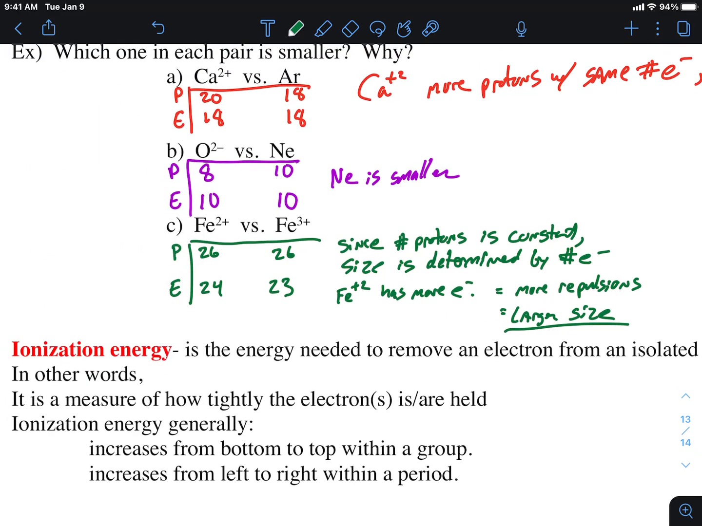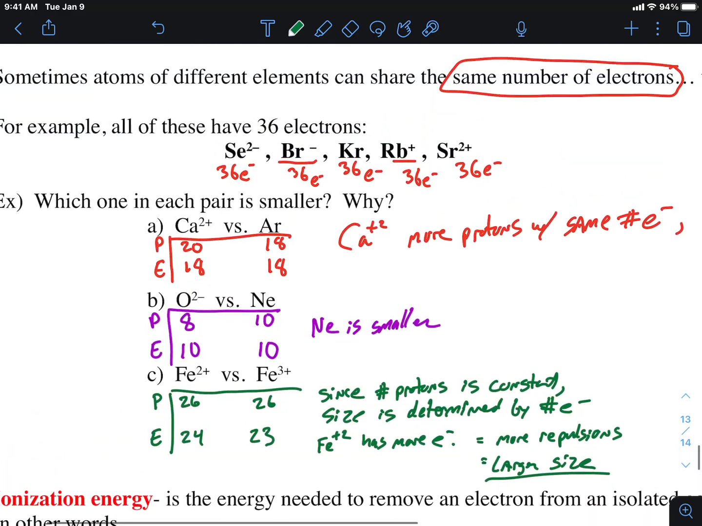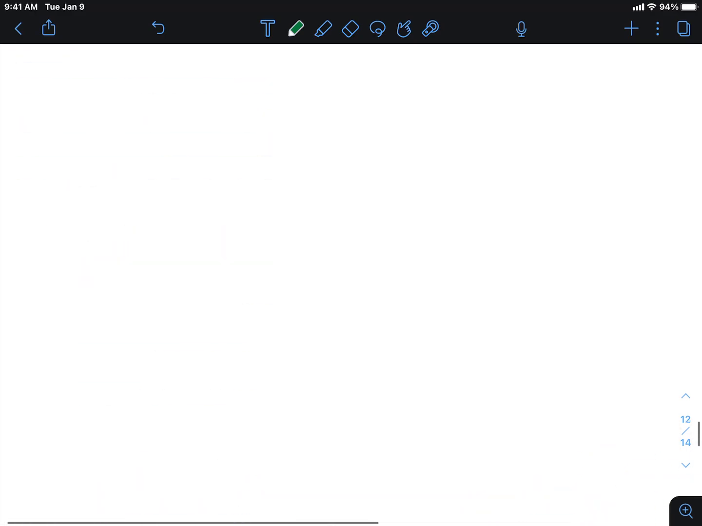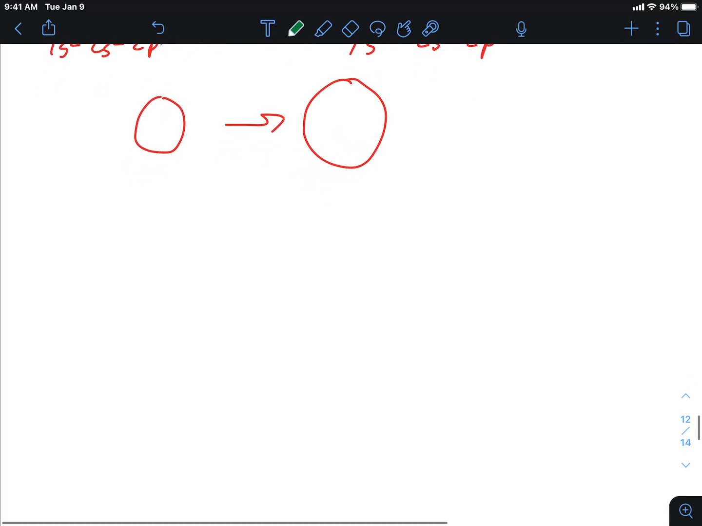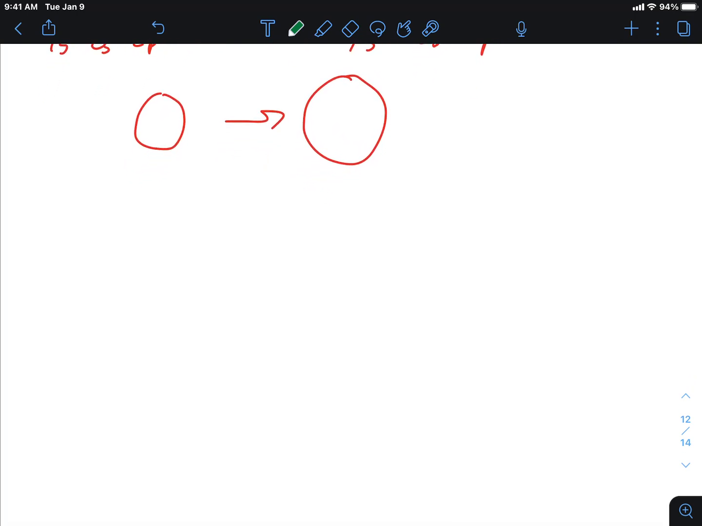How are we doing? I'm going to throw a couple at you and see how you handle them, okay? So I'm going to go back up to where I added the page where there's more space. And I want you to kind of figure out which one is larger or smaller and why, okay? So we'll do 3 examples. Okay.